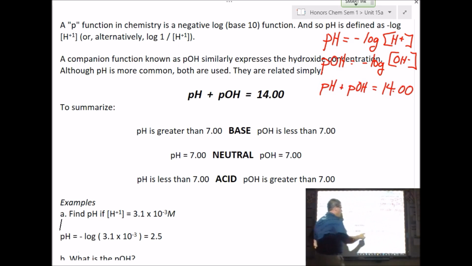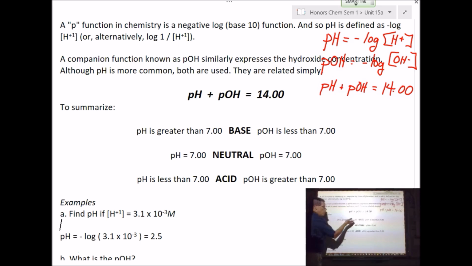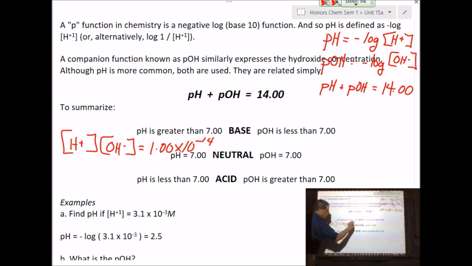And what this information is showing is what that scale was talking about. If you have a pH that's bigger than 7, you're looking at a basic solution. If you have a pOH that's less than 7, you still have a basic solution because they're inverted. Neutral means what? They're both 7. And how do we derive that value? That all goes back to this: hydrogen times the hydroxide equals 1.00 times 10 to the negative 14. And if I have equal amounts of this, what must this concentration be equal to?